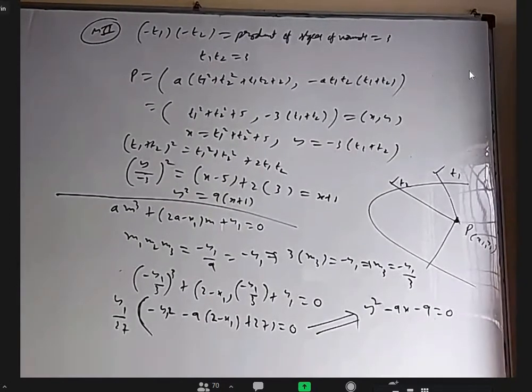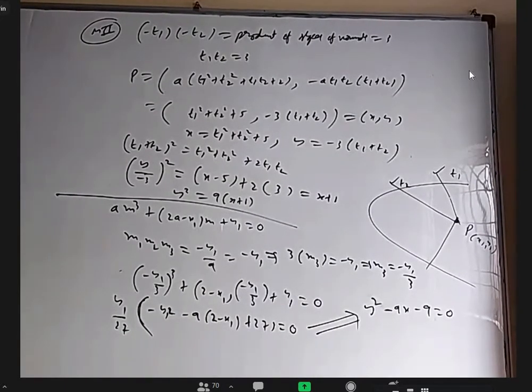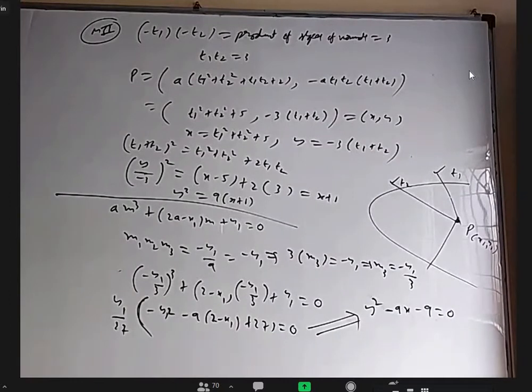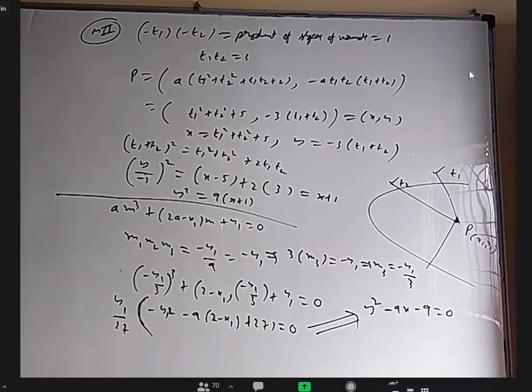Sir, yes, please. After finding P, what did you do, sir? After finding P, sir. We did not find P anywhere. Finding P, we equate it to x comma y, and then what is x equal to I wrote, what is y equal to I wrote.